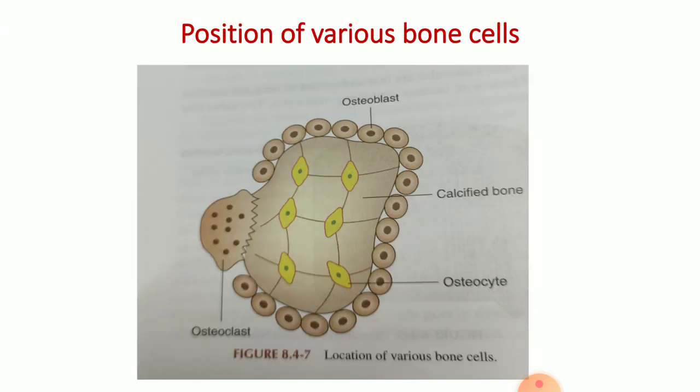Now here is the position of various bone cells. Osteoblast, as you are seeing here, is situated on the surface of the bones, cortical bones. Osteocytes are situated within the Haversian system, confined all round by the osteoid tissue and communicating with the surface, that is surface osteoblasts, with the canalicular system. And osteoclasts are the cells which are also located on the surface at a specific site where bone resorption is supposed to occur.